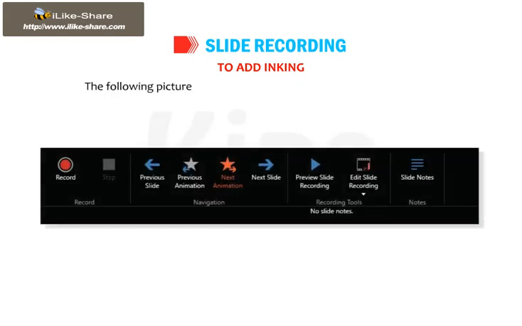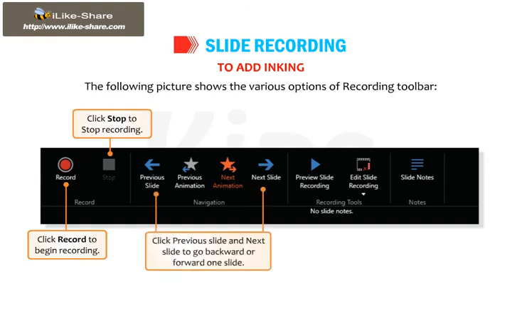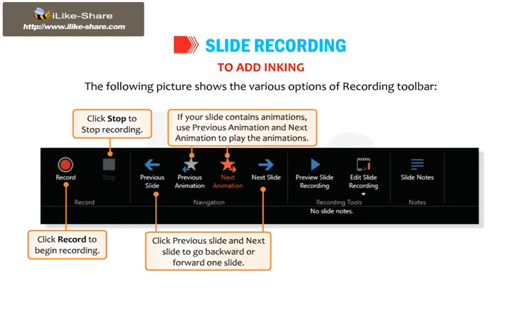The following picture shows the various options of recording toolbar. Click Record to begin recording. Click Stop to stop recording. Click Previous slide and next slide to go backward or forward one slide. If your slide contains animations, use Previous Animation and Next Animation to play the animations.